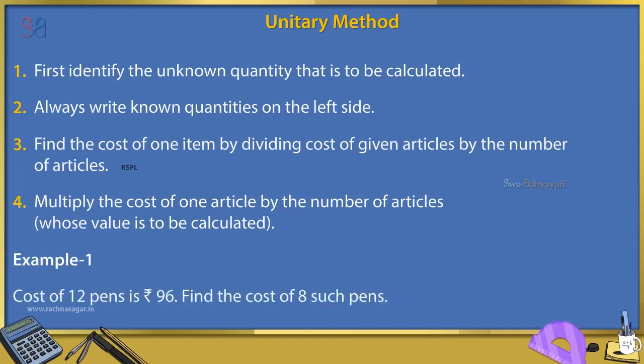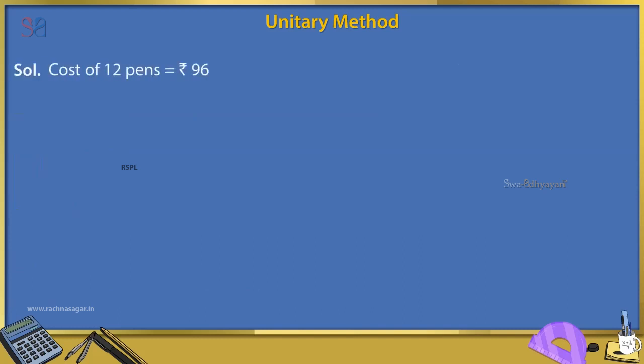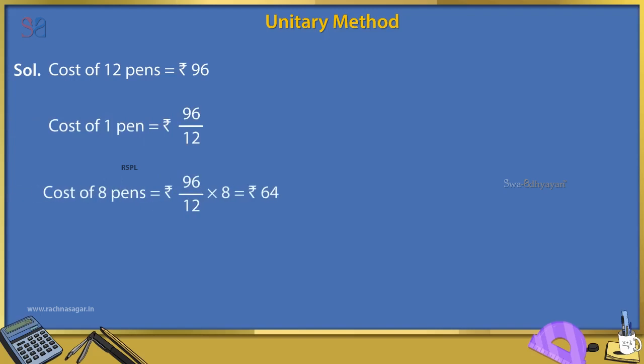Example 1. Cost of 12 pens is rupees 96. Find the cost of 8 such pens. Solution. Cost of 12 pens is equal to rupees 96. Cost of 1 pen is equal to rupees 96 by 12. Cost of 8 pens is equal to rupees 96 by 12 into 8, which is equal to rupees 64.